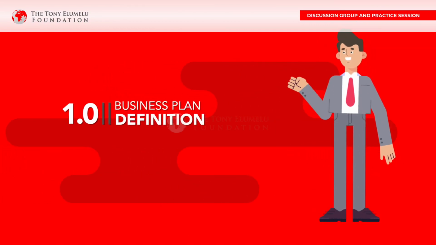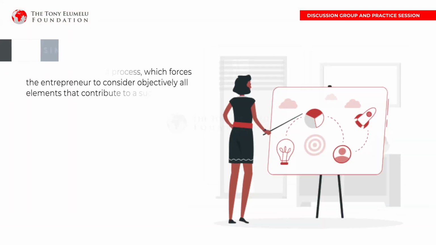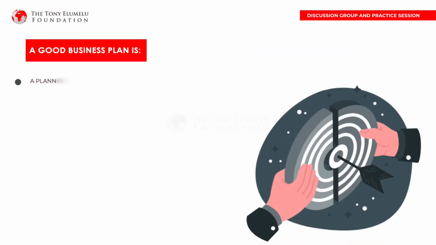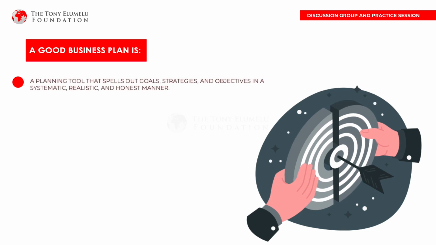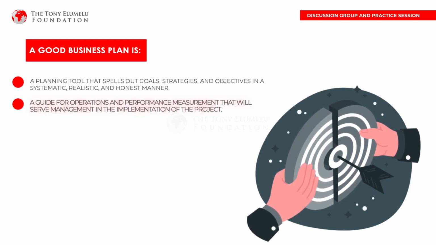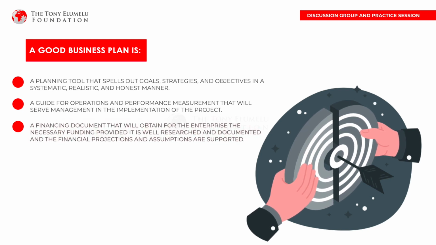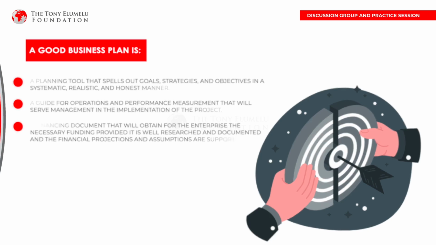Business plan definition. Business planning is a process which forces the entrepreneur to consider objectively all elements that contribute to a successful enterprise. A good business plan is a planning tool that spells out goals, strategies, and objectives in a systematic, realistic, and honest manner. A guide for operations and performance measurement that will serve management in the implementation of the project. A financing document that will obtain for the enterprise the necessary funding, provided it is well researched and documented, and the financial projections and assumptions are supported.